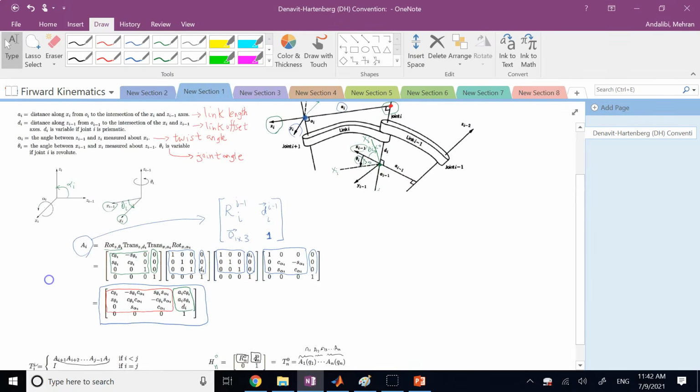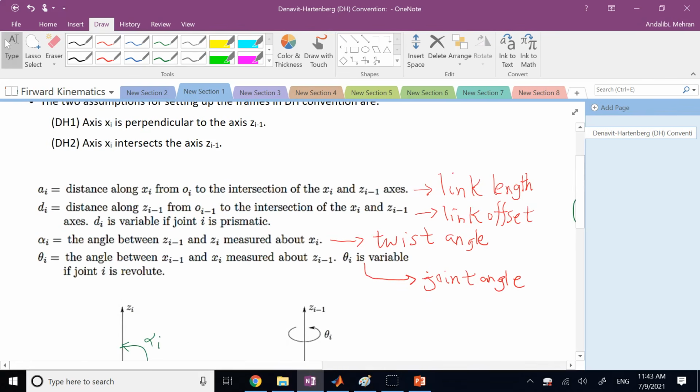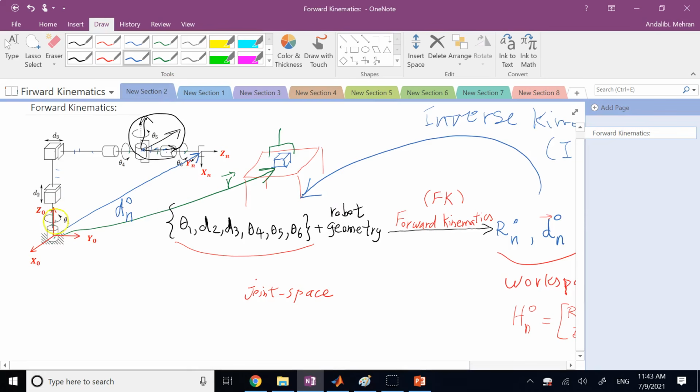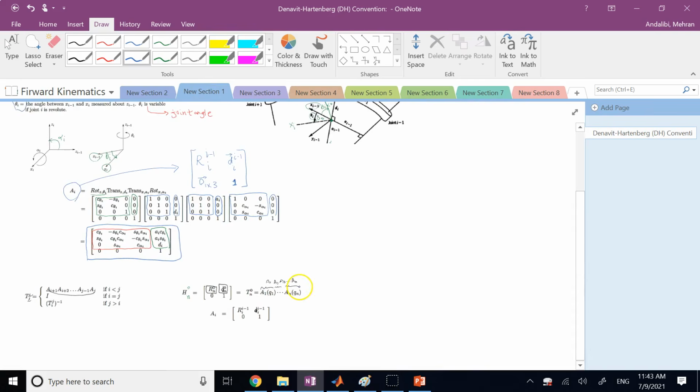Now, one important thing about these A matrices. In a robot where the joints are prismatic or rotary, you can show that out of these 4 parameters, a, alpha, d, and theta, in each transition from one frame to another, only one of these is variable. The 3 others are just constant numbers. So for example, when I calculate the first A matrix, the A matrices start from A1 all the way to An.